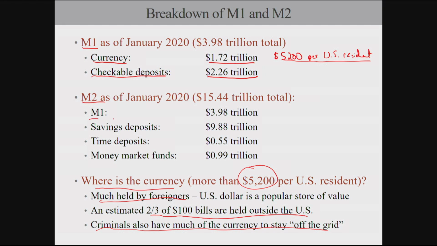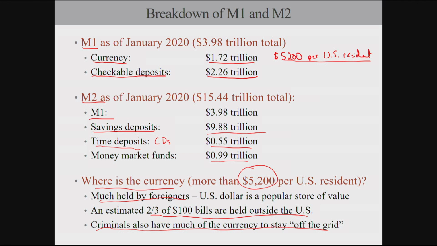So M2 includes M1, but also savings deposits, which are about 4 times bigger than checking deposits. Time deposits, these are CDs, largely, is another 0.55 trillion. And money market funds are almost $1 trillion. Okay, so that's the breakdown of these two types of money, M1 and M2.